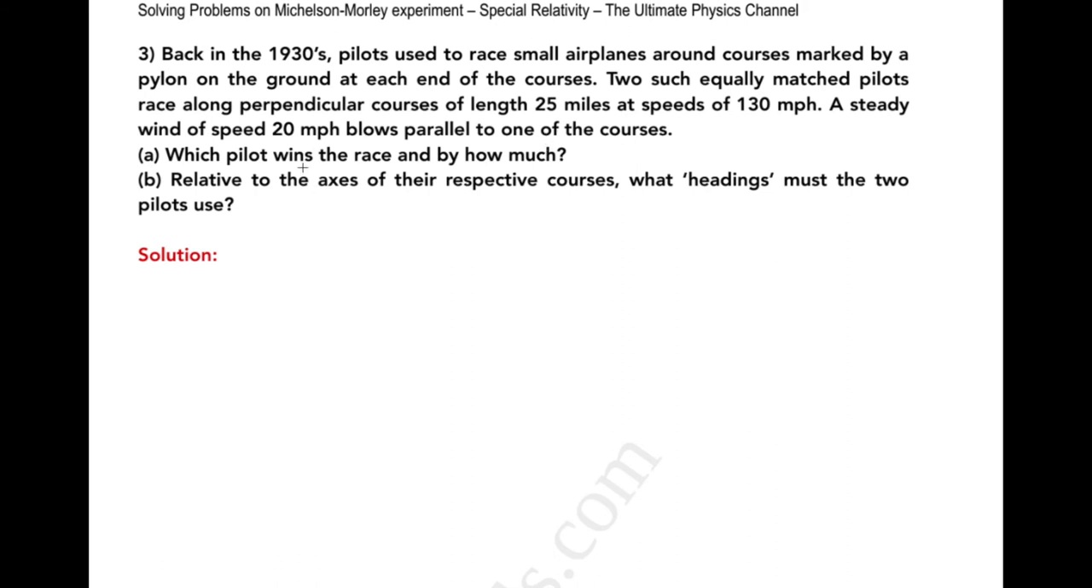Now, there are two parts here in this question. Which pilot wins the race and by how much? And the second part is, relative to the axis of their respective courses, what headings must the two pilots use? So here, what is this heading? Basically, this is the directions they're talking about. What directions would pilots set in their flight, their airplane? So headings are basically the direction markers, right? The direction indicators. So that's what we mean by the headings here.